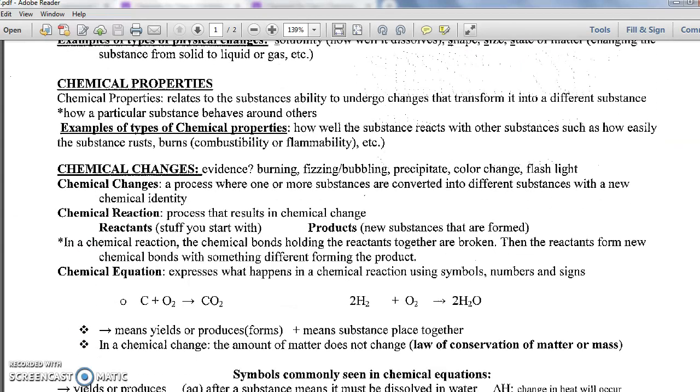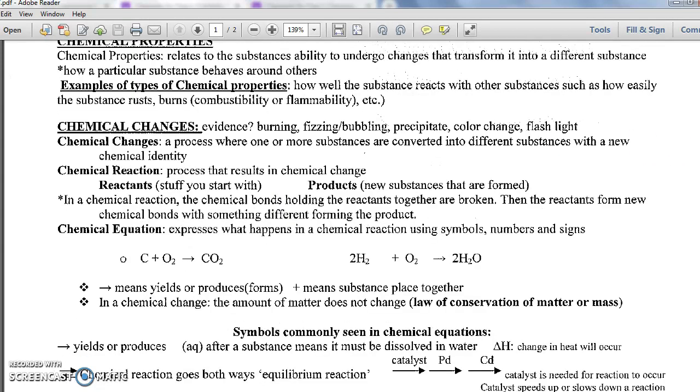With chemical changes, when something undergoes a chemical change, you end up with a new product. You end up with something that has entirely different chemical properties. Chemical change is a process where one or more substances are converted into different substances with a new chemical identity. When we're talking about a chemical identity, we mean it is a new substance. You would need a different formula or symbol, or collection of symbols, to represent it. Chemical changes occur through chemical reactions. Chemical reactions result in chemical changes.